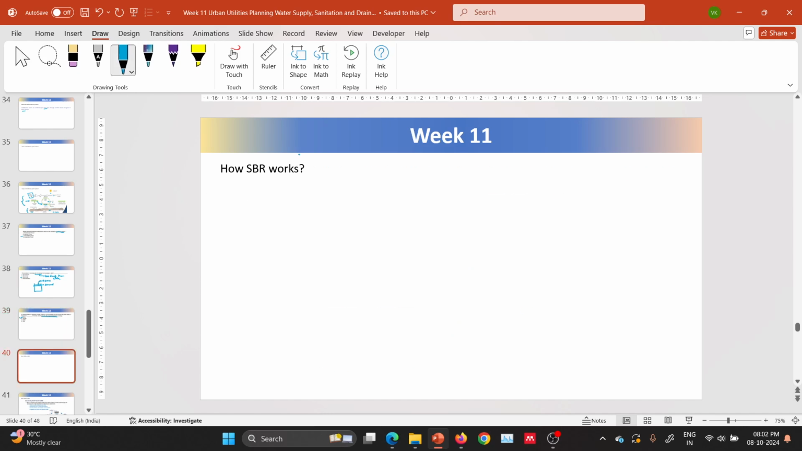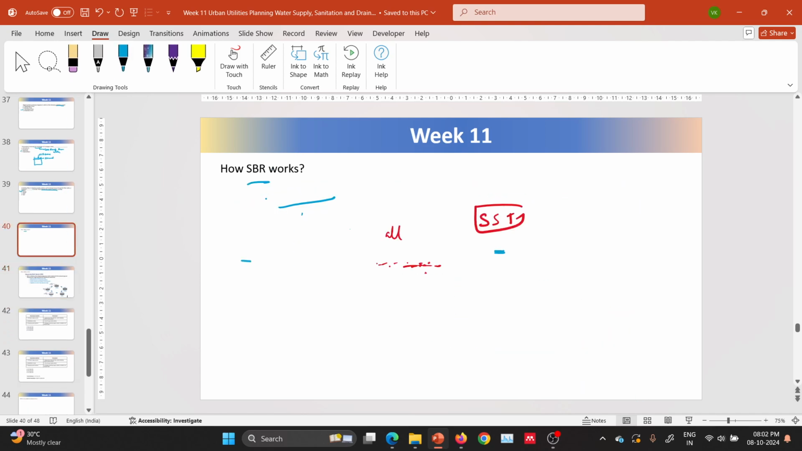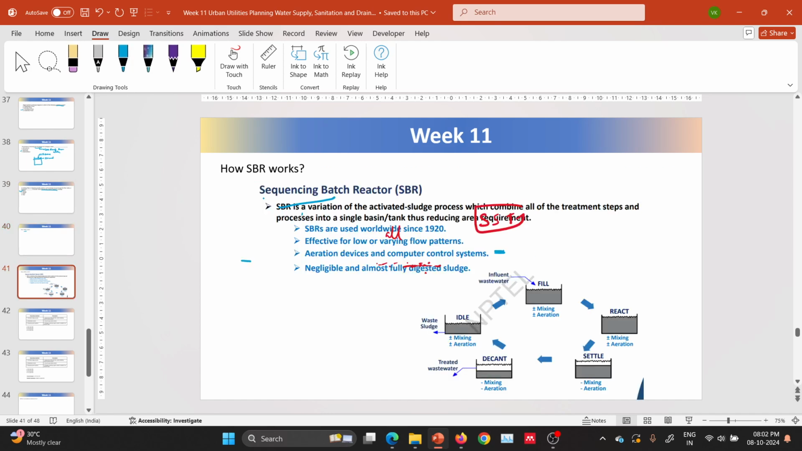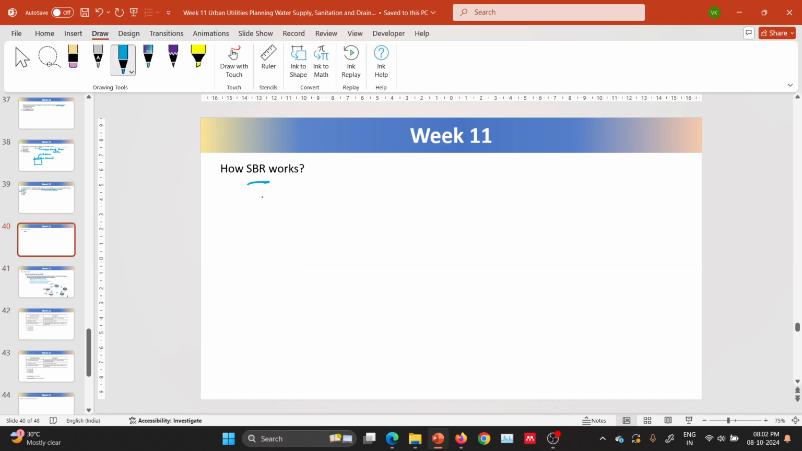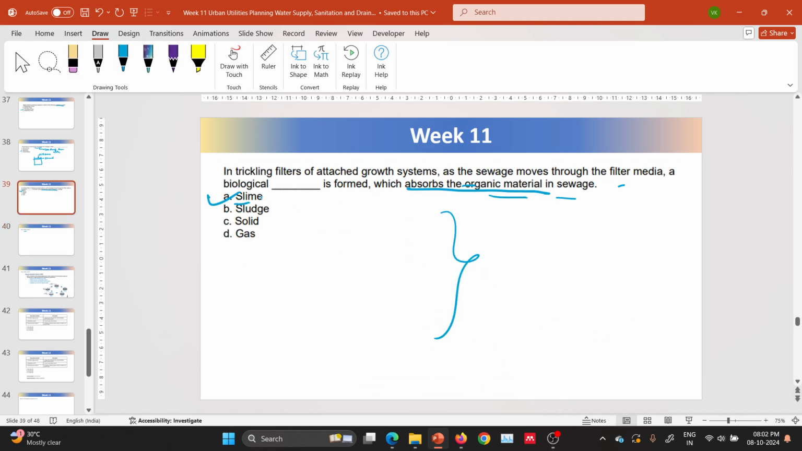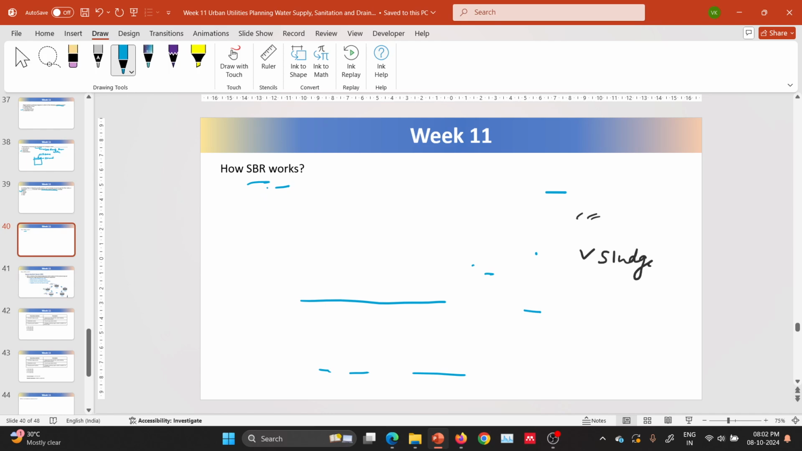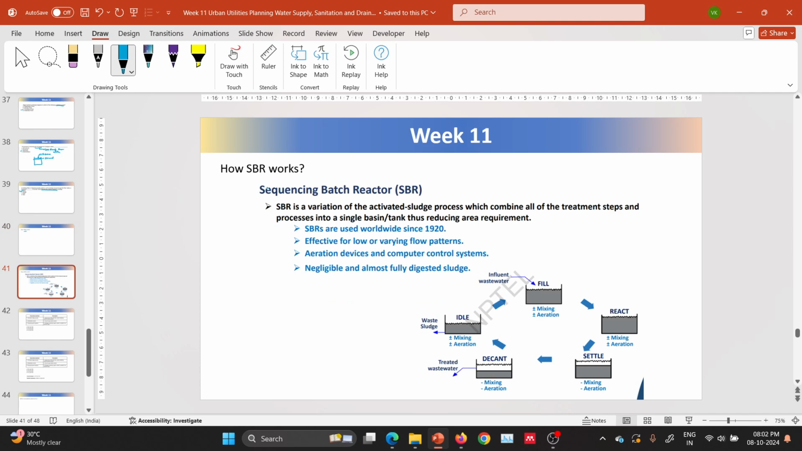How does SBR work? SBR is sequential batch reactor. In the activated sludge process, we understood that we have one aeration tank and then one sedimentation tank, so two tanks are required. But the sequential batch reactor is a variation of the activated sludge process which combines all the treatment steps and processes into a single basin, thus reducing the area requirement. This requires automation.